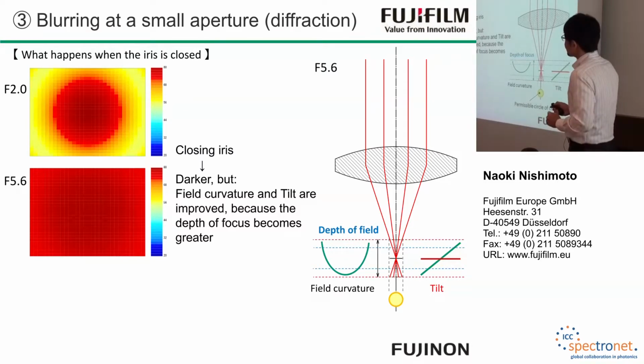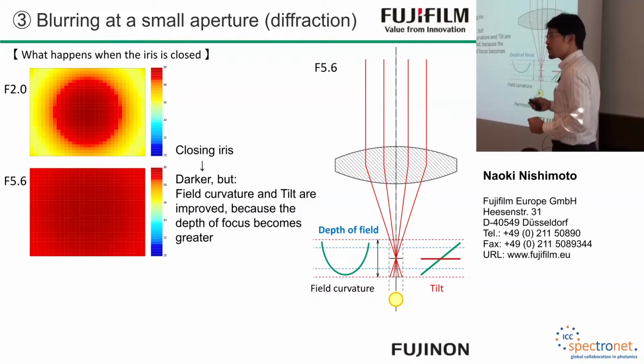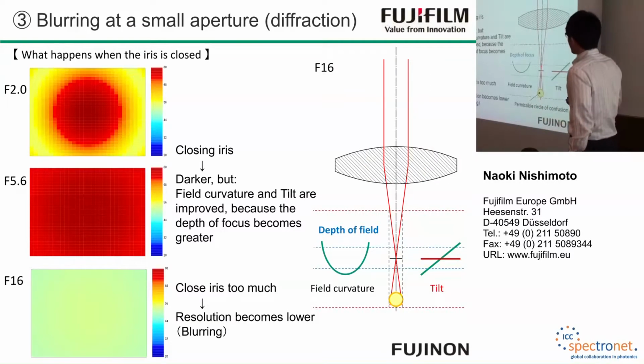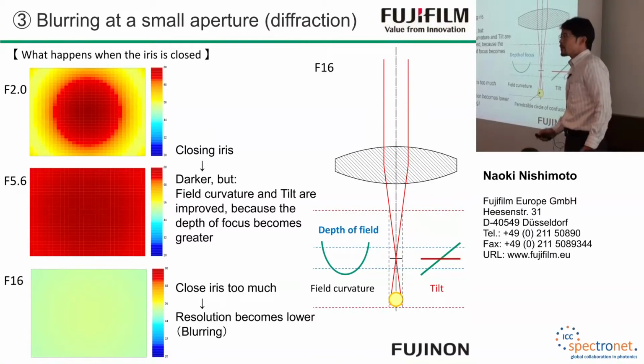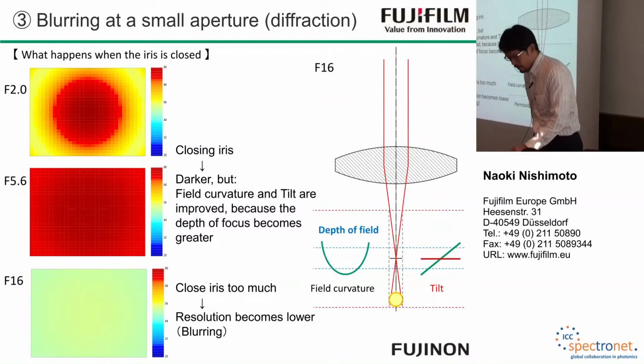So far this is correct. When we close the iris, resolution is improved. Then how about F16? The depth of focus becomes much longer, but we lose resolution. This is what we call blurring at a small aperture, caused by diffraction. Then let's see what diffraction is.